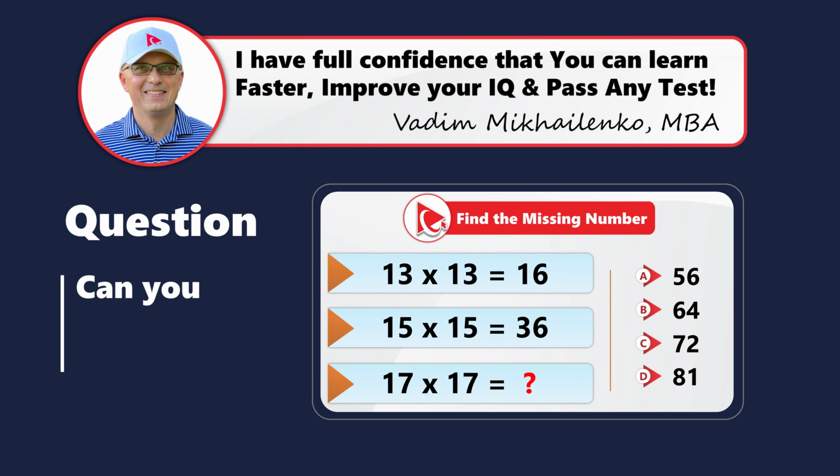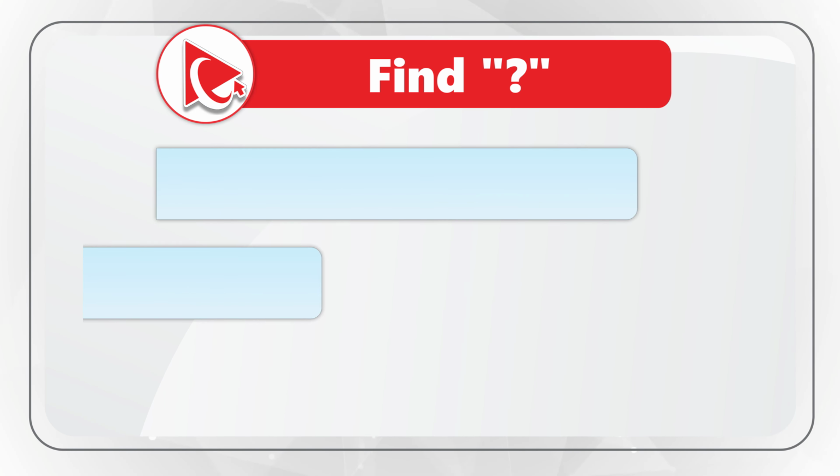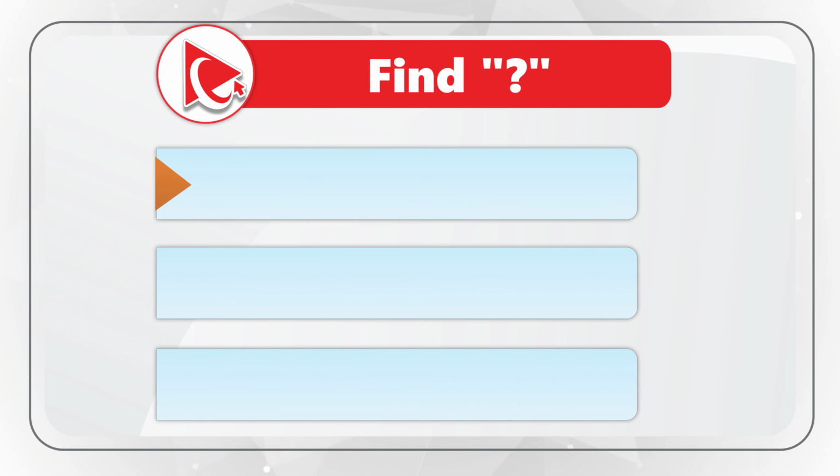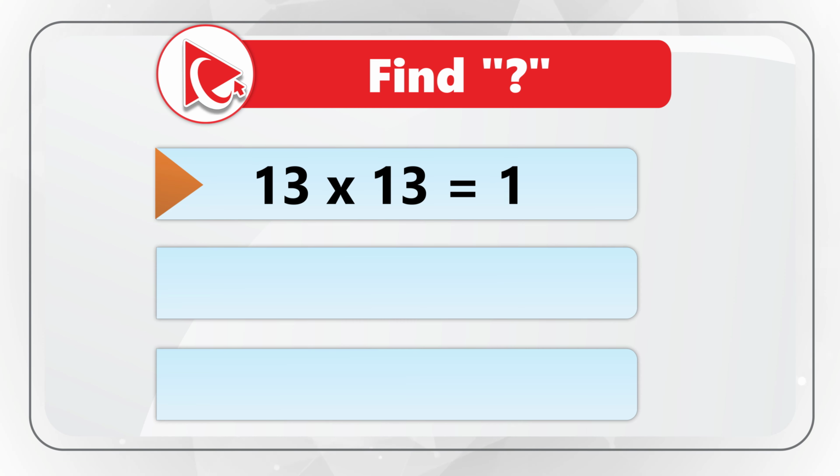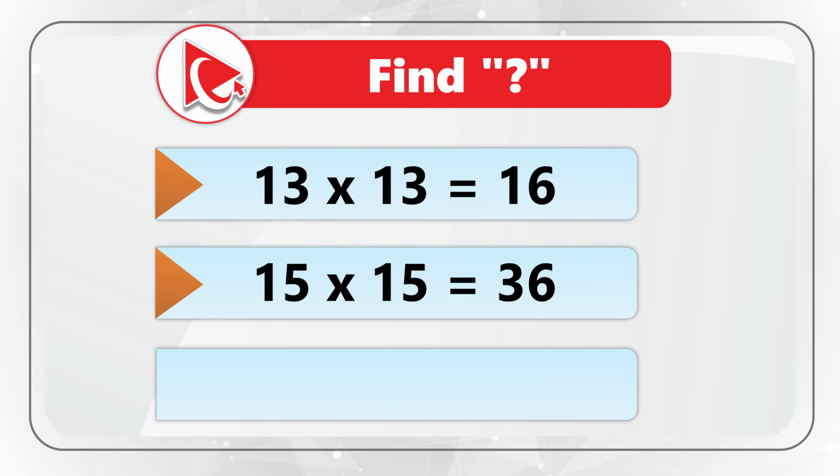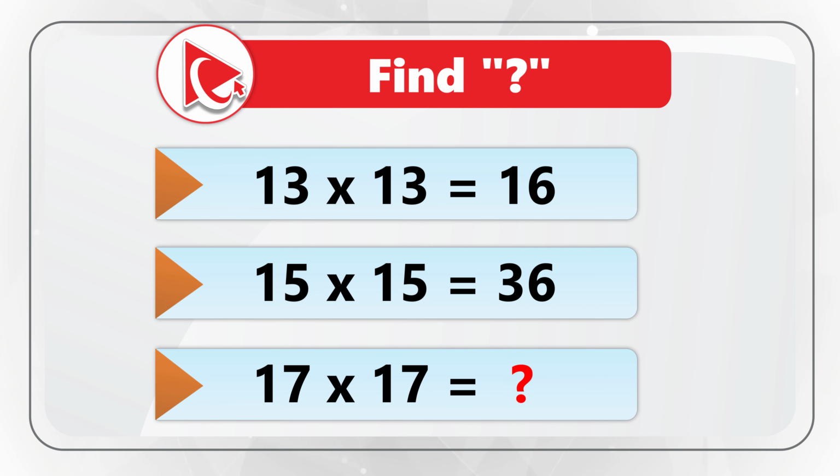Surprise, surprise! I have a problem for you to solve. You need to find the missing number, and you're presented with 3 expressions. The first expression is 13 by 13 equals 16. The second expression is 15 by 15 equals 36. And the last expression, 17 by 17 equals the missing number, represented by the question mark.